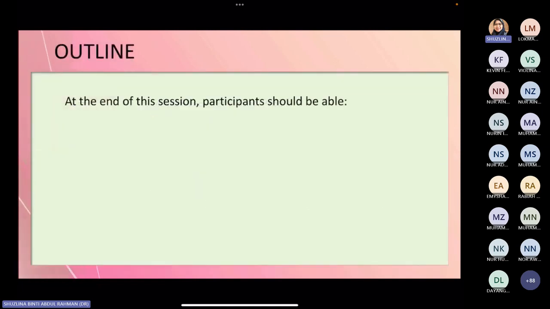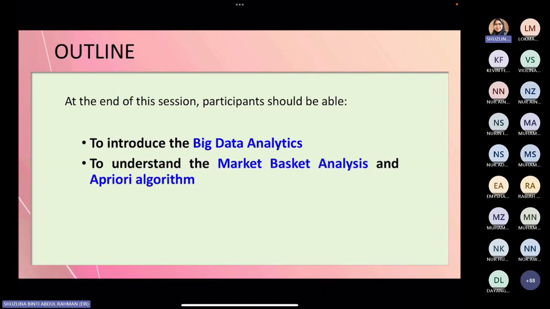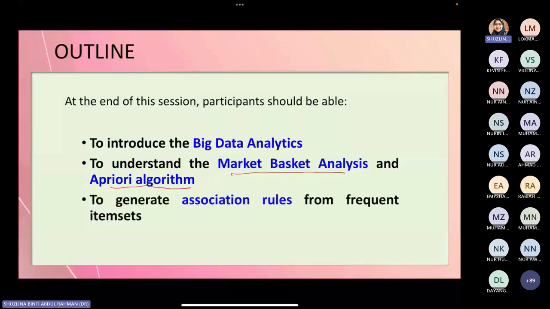So at the end of this session, I would expect all of you should be able to introduce big data analytics, to understand the market basket analysis and the Apriori algorithm, and the last one is to generate the association rules from frequent itemsets. So this is the main thing that we want to discuss today.